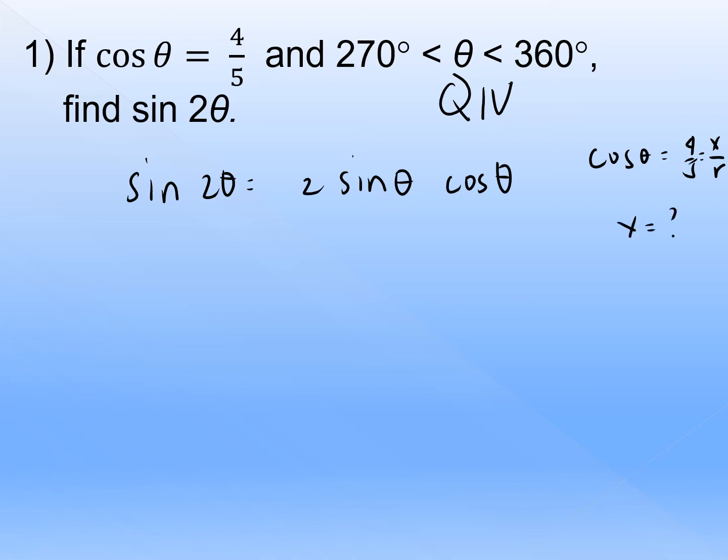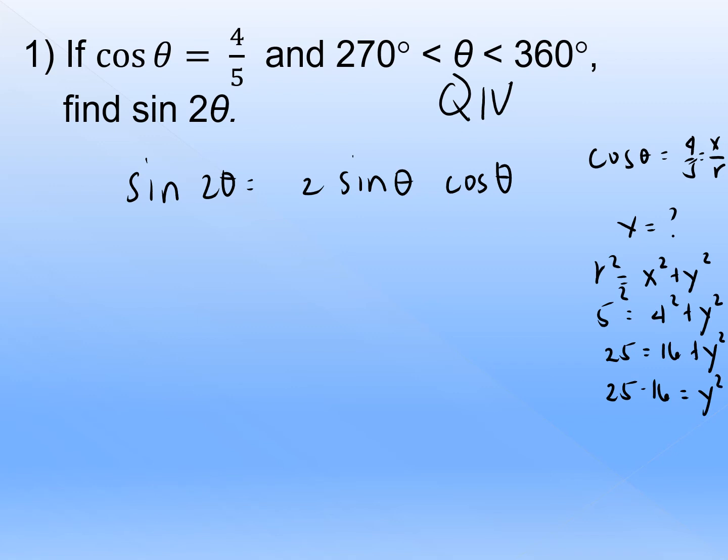To find the value of y, we're going to use the formula again, r squared is equal to x squared plus y squared. The value of r is 5, so we have 5 squared is equal to 4 squared plus y squared. 5 squared is 25, equals 16 plus y squared. Transposing 16 to the other side, 25 minus 16 equals y squared, and 25 minus 16 is equal to 9. Taking the square root of both sides, we get the value of y, which is equal to 3.